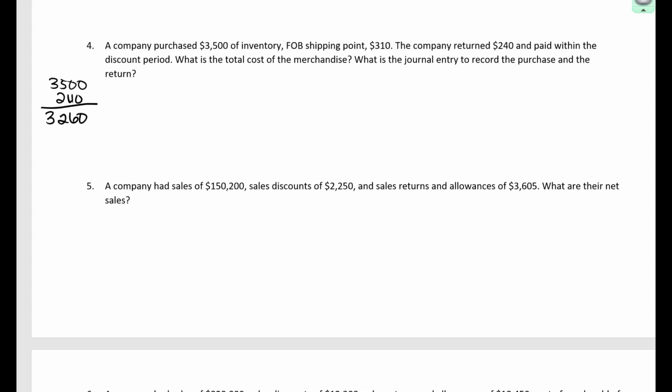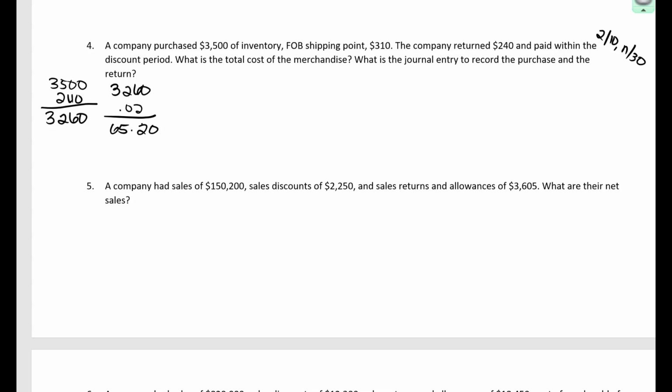$3,260 is actually the amount that we're looking at. And then from there, we're going to take the $3,260 and take the 2% discount that they get, which gosh darn it isn't in the problem, but it's a 2% discount. So this is going to be 2/10, net 30. I'm so sorry. Okay. So multiply it by 0.02 and they get to take a discount of $65.20.